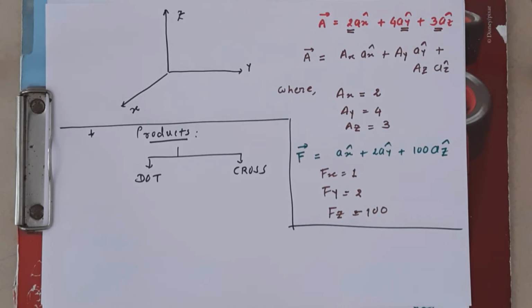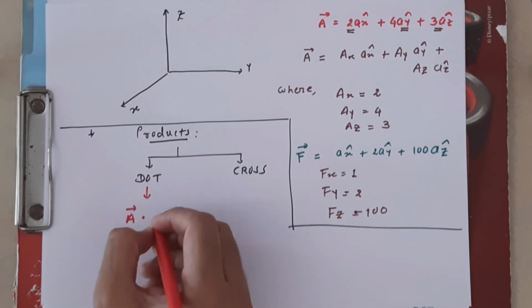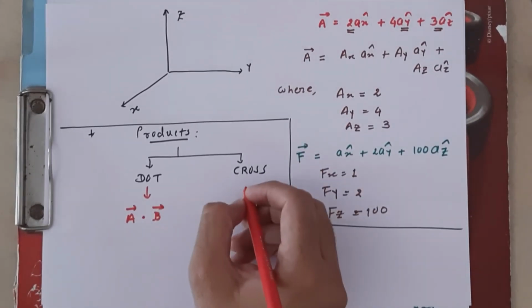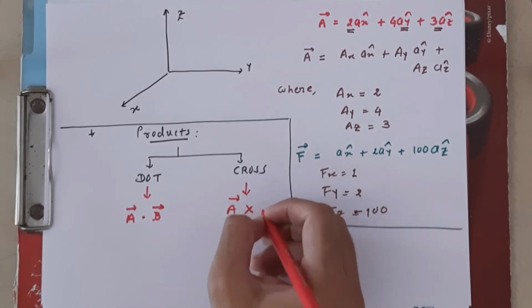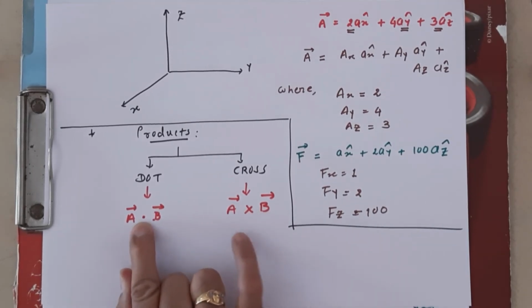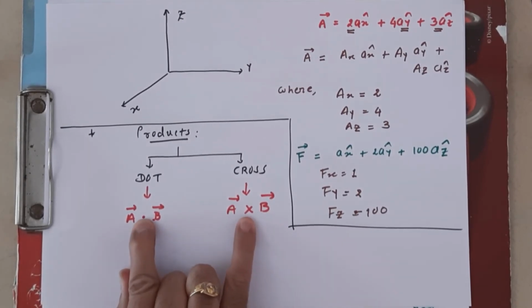Here I take vector A and vector B. Dot product means I just put a dot between vector A and vector B, so this is known as the dot product. And what do we mean by the cross product? I put a cross, A vector cross B vector, so this is the cross product. There is a major difference between this dot and this cross, so we'll discuss the meaning of the dot and the cross.